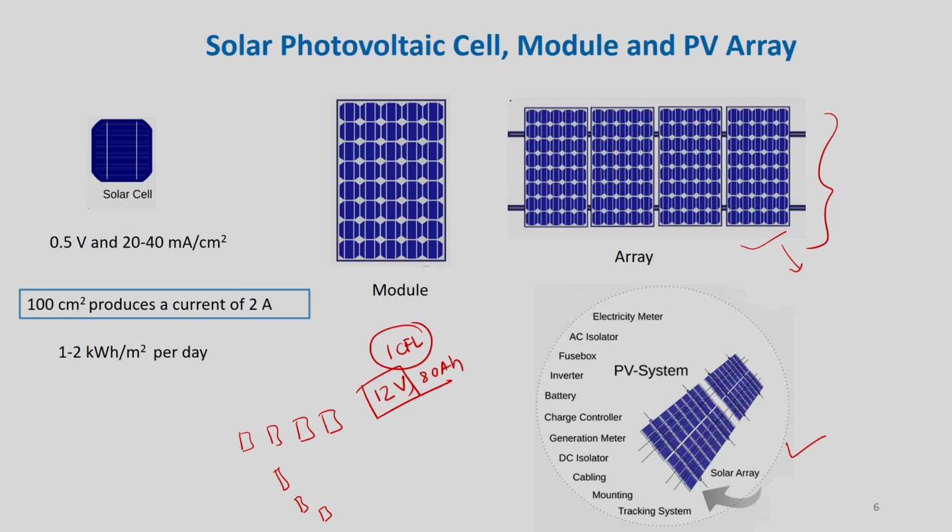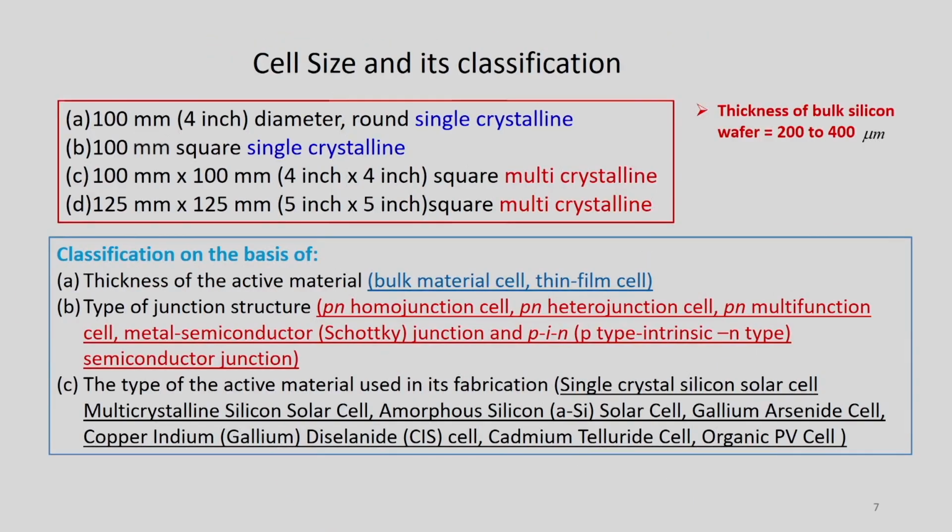Okay. So let us classify those cell sizes and its different material. When we talk about cell sizes, there are industries who actually specify the sizes, because they cannot have very big sizes, because homogeneity will not be maintained if it is a very big size. So there are some standard sizes.